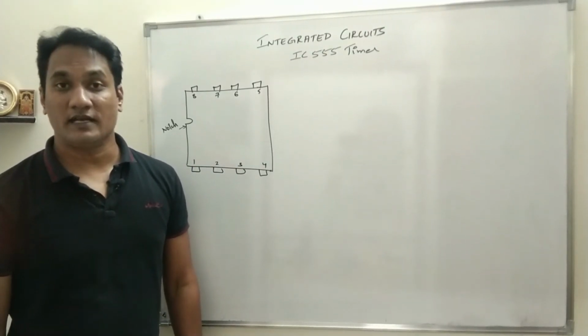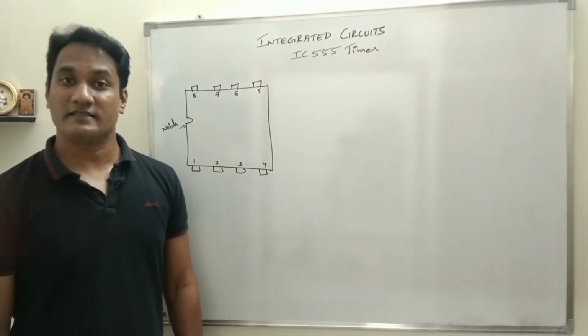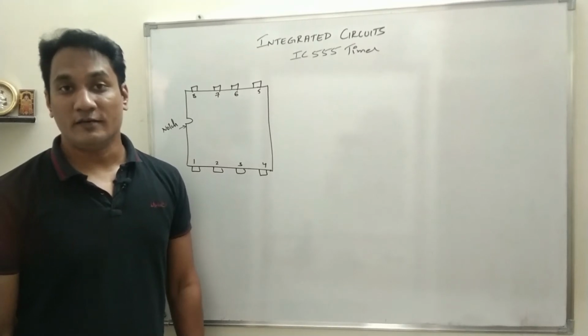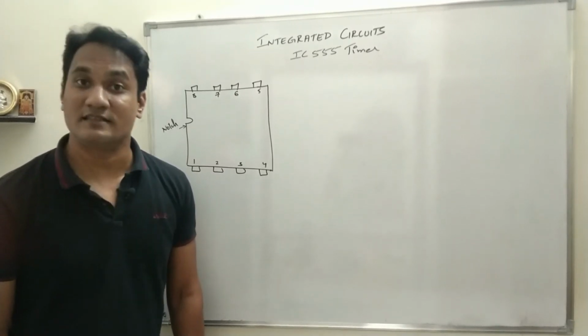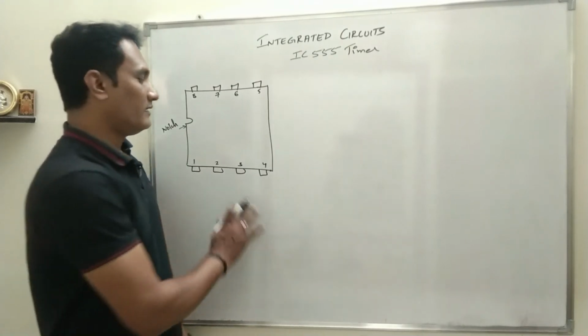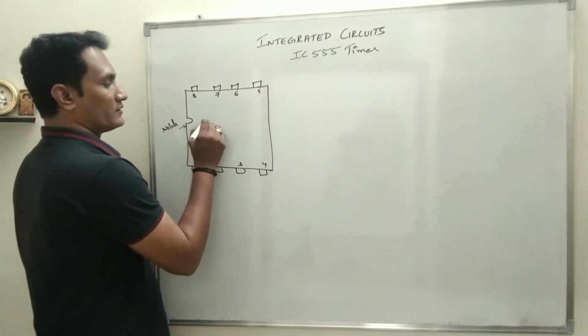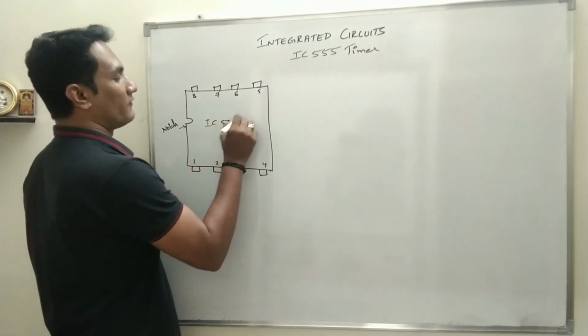Okay, so ICs are available with different pin configurations. It can be an 8-pin IC. There are ICs where we have only, say, 5 pins. There are ICs where we have 14 pins. There are ICs which have 16 pins. So different configurations can be there. Here IC 555 is an 8-pin IC. So this is the IC 555 timer.